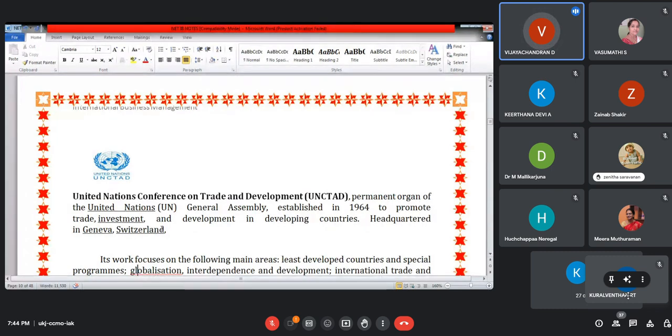developing countries. Whereas the WTO, I told the same thing, in order to promote trade all over the world, as the name suggests, World Trade Organization. So it will promote trade in the global way. Whereas UNCTAD comes under the United Nations Organization, UNO, but the main purpose is developing countries. It will focus only on the developing countries. The headquarters is Geneva.